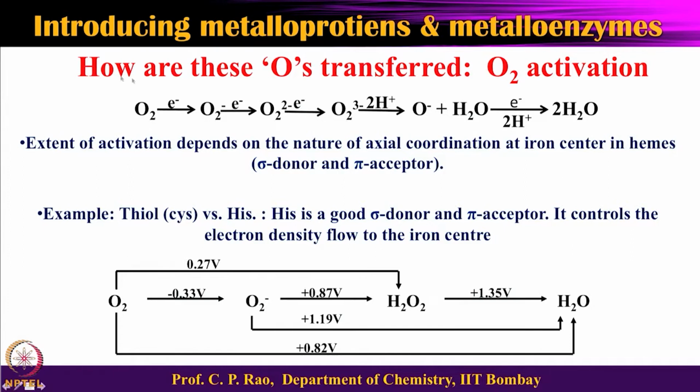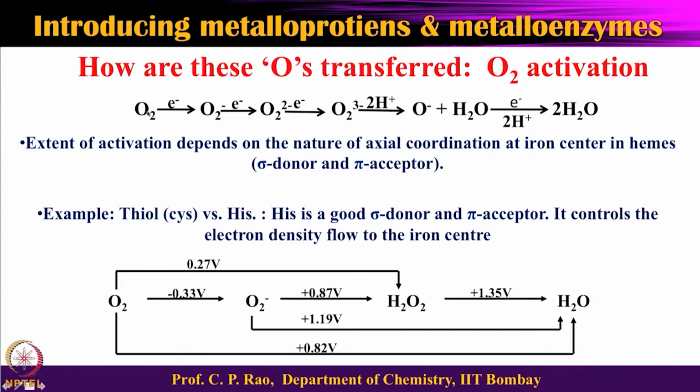So, for example, if you take the coordination we have seen earlier, either you can have a thiol or you can have a histidine, etc. When you compare histidine versus the thiol or cysteine, histidine is a good sigma donor and pi acceptor. So, it controls the electron density flow to the iron center. Therefore, nature is smart and tries to arrange the requisite group so that the potential shifts as per the requirement.